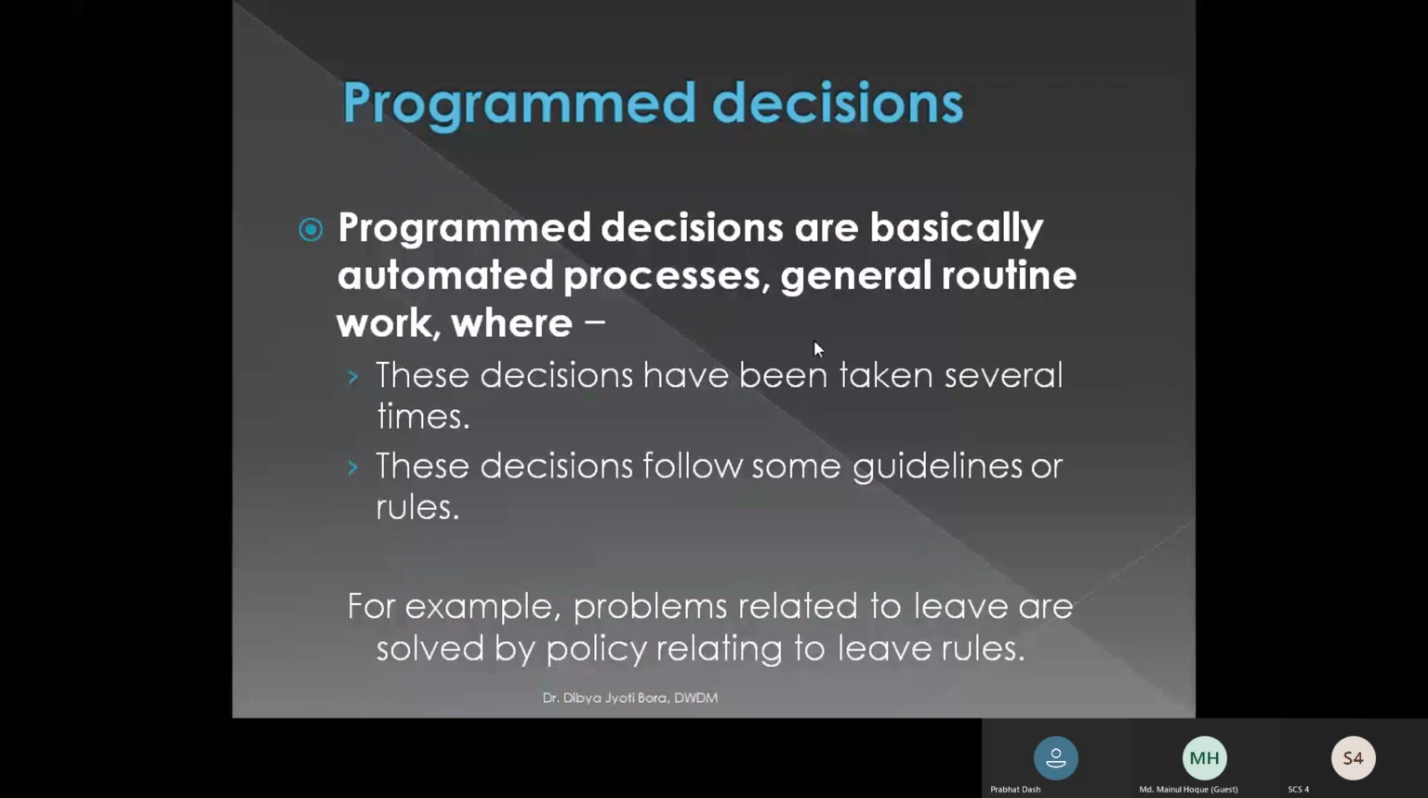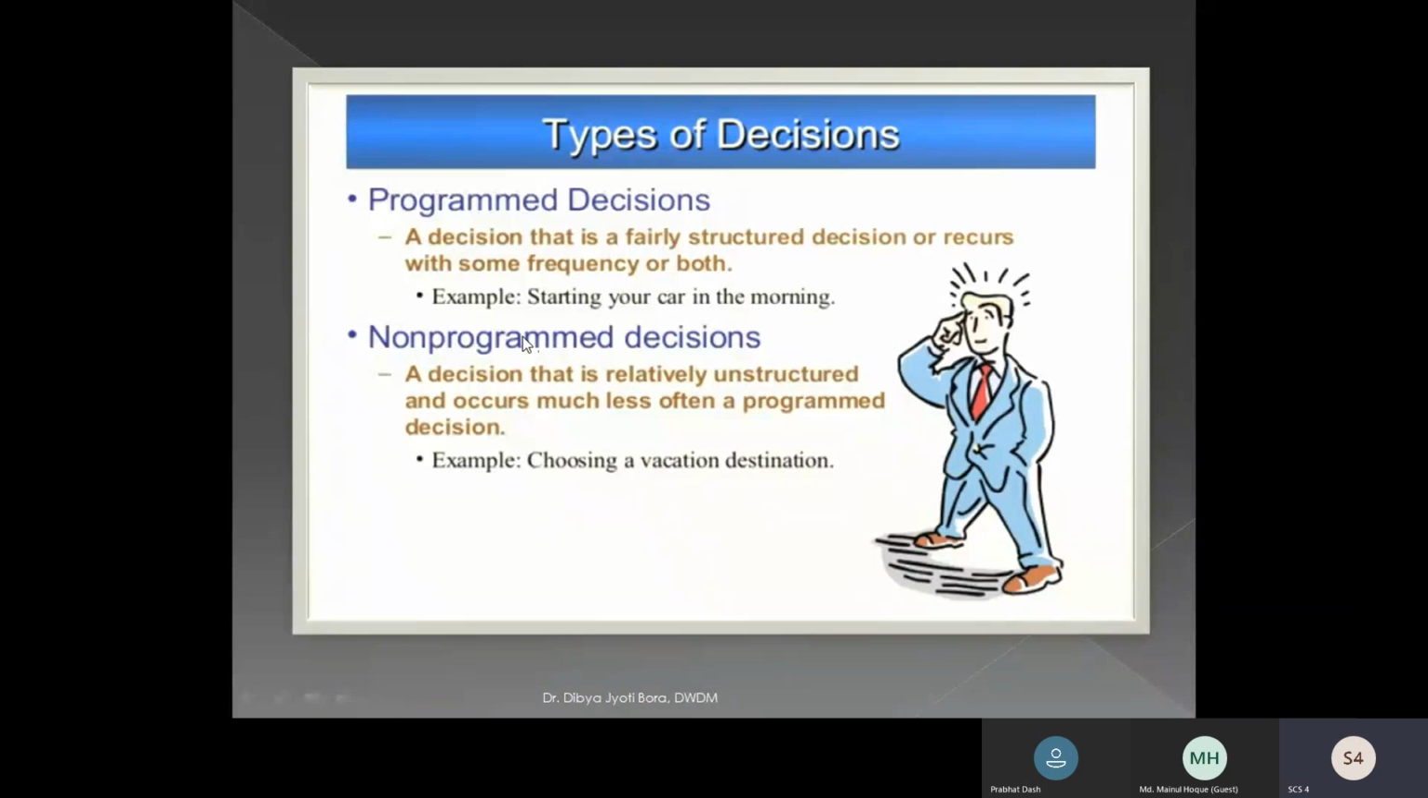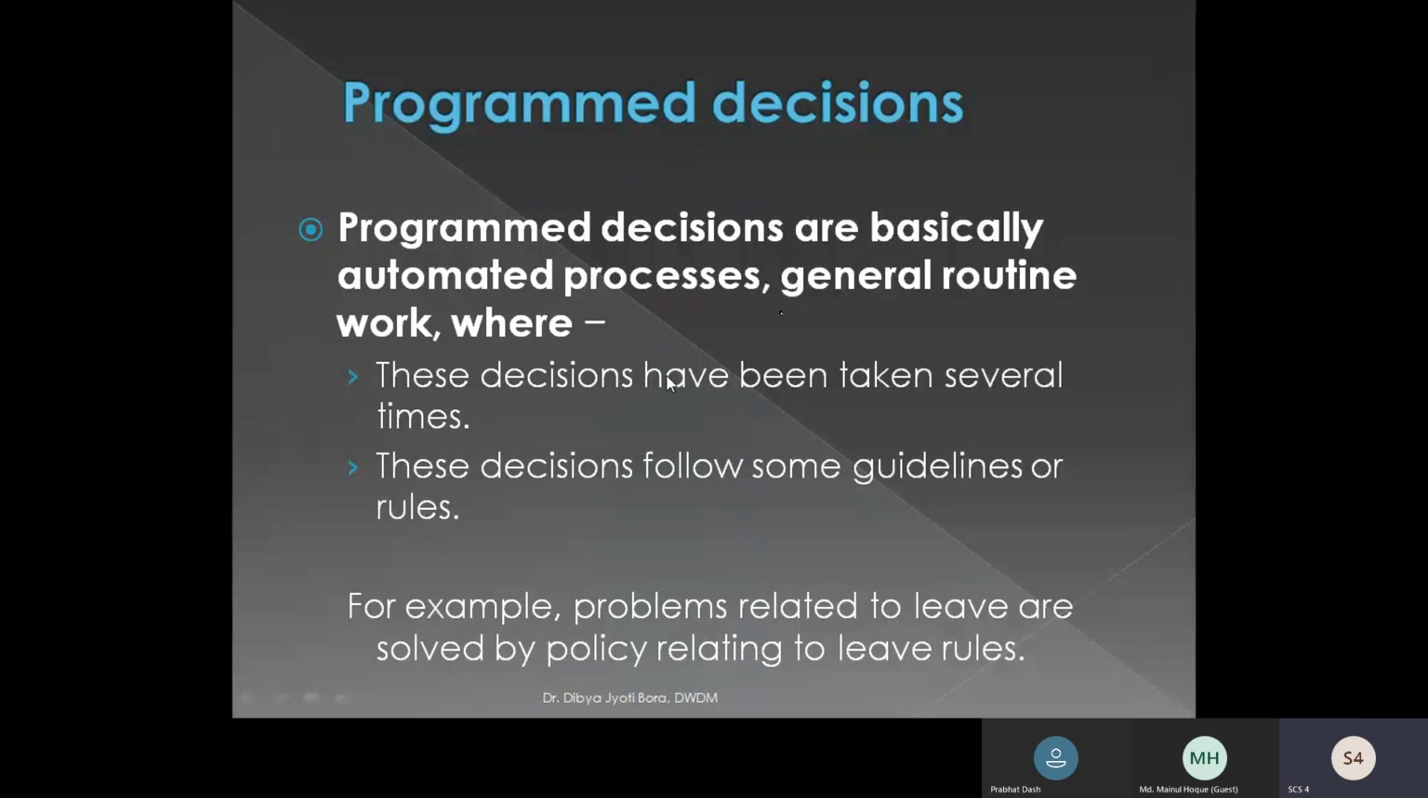So programmed decisions are basically automated processes, general routine work, where these decisions have been taken several times. This decision follows some guidelines or rules. Okay, this whole definition, like the example we gave you, starting your car in the morning. This decision has been taken several times, and you need to follow some guidelines. While starting the car, you need to put in your key, or whatever the process is, you have to follow that.